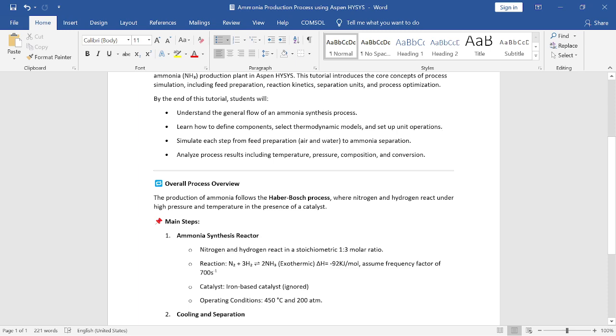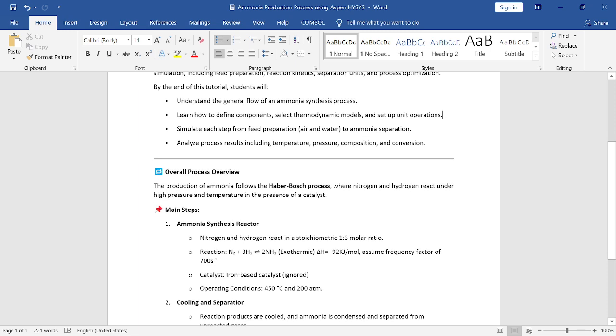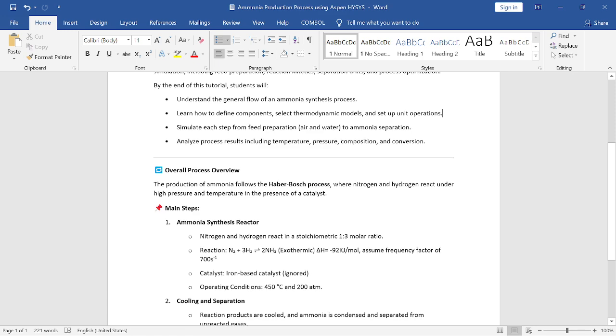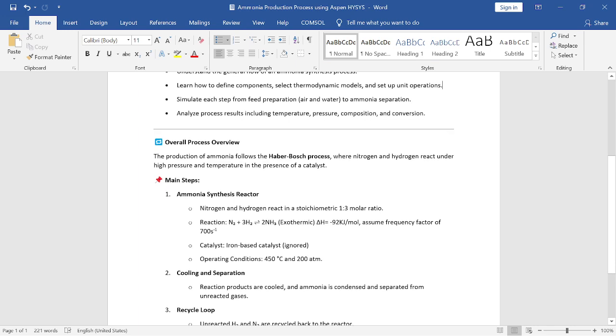So going forward, what do you expect to learn from this? To understand the general flow of ammonia synthesis, learn how to define components, select your thermodynamic models, and then set up your unit operation. We're going to be simulating each step from feed preparation. Not going to be working on the air and water. We'll just talk about the ammonia itself.